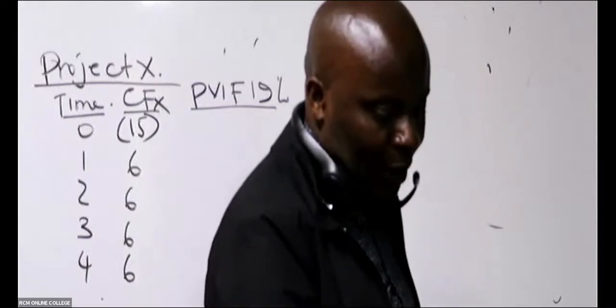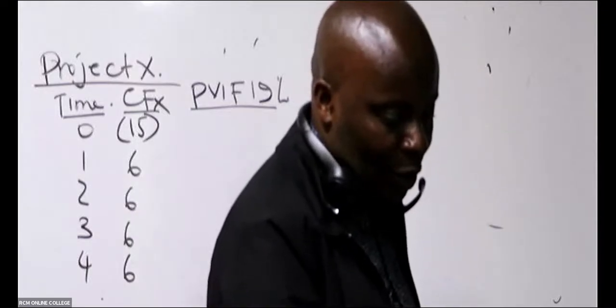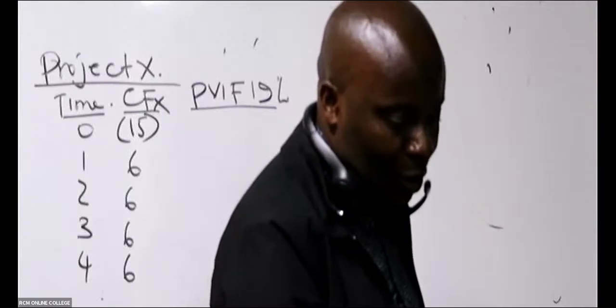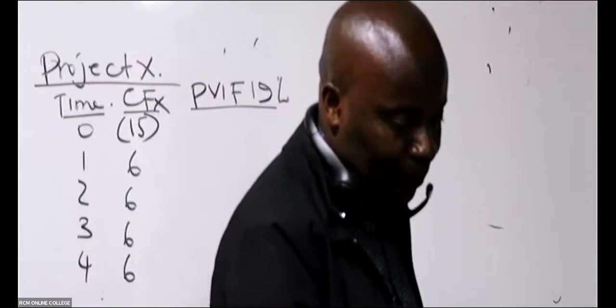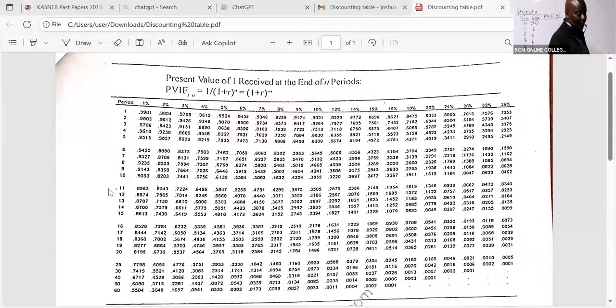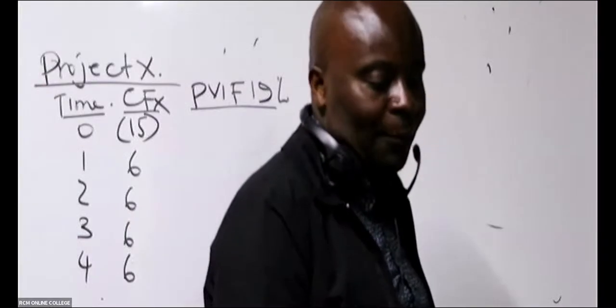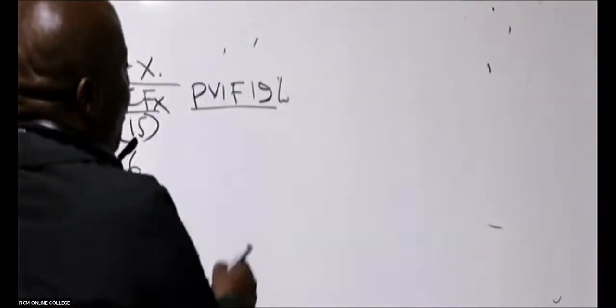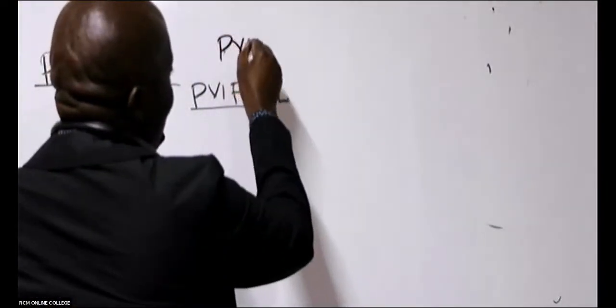So let's use 19%. We have our table. Before I even remember the formula, I always ask myself: in our discounting table, we have 14, 15, 16, 18, and then they skip to 20. So 19% is not there. If it's not there, then I will use the formula for getting PVF.